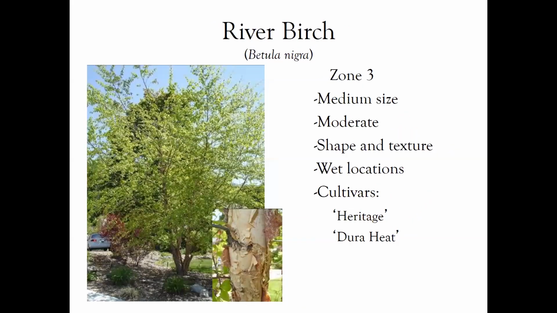River birch, or Betula nigra. These are very hardy birches. These grow up through Canada and into Alaska and in the Pacific Northwest. A medium-sized tree, moderate growth, has very interesting shape and texture. It does have an exfoliating bark, which is very attractive for a lot of people. It does well in wet locations typically.